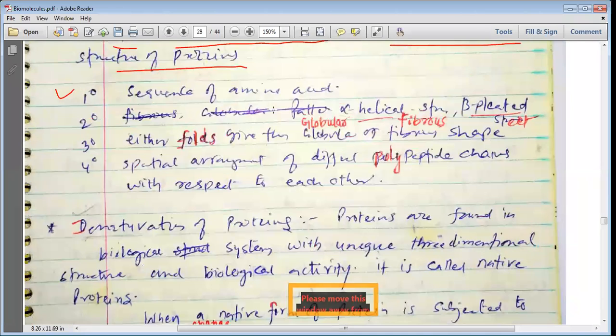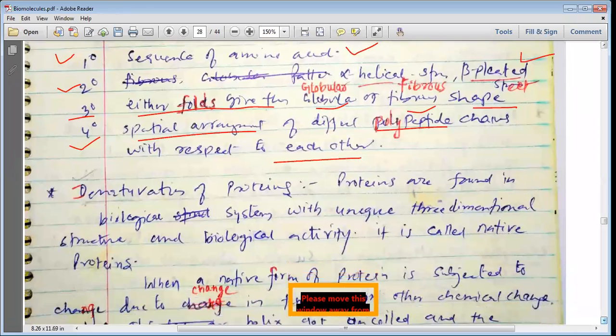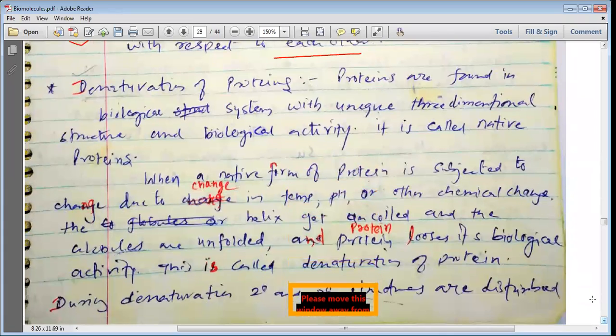So primary structure is the sequence of amino acids. Secondary structure is the alpha helical structure or beta pleated structure. Tertiary structure either folds to give the globular proteins or fibrous protein shapes. And quaternary structure is the spatial arrangement of the different polypeptide chains, which are two or more, with respect to each other. So this is how, my dear students, we understand the primary, secondary, tertiary and quaternary structures of proteins. Now we want to study about the denaturation of proteins.